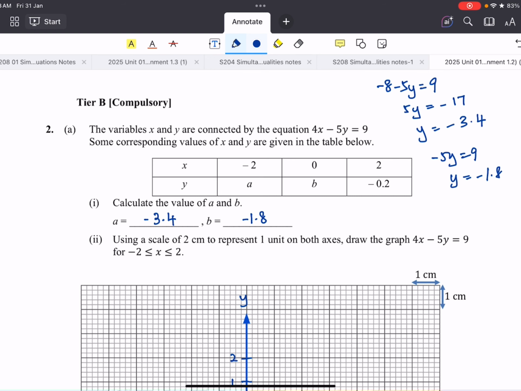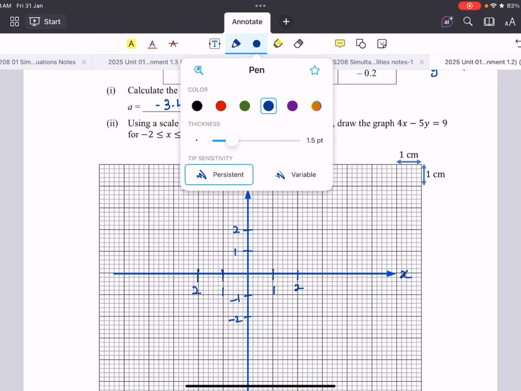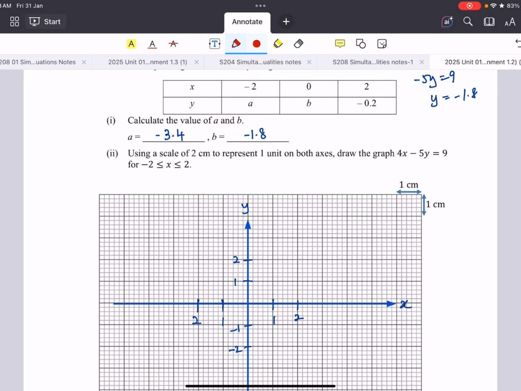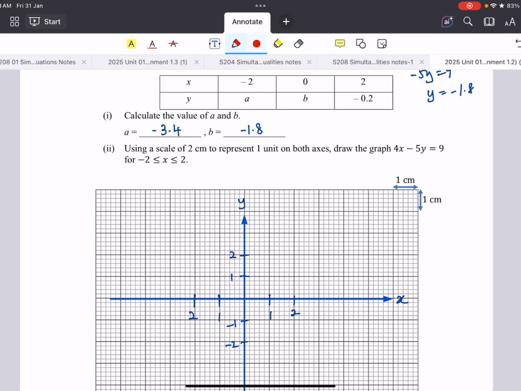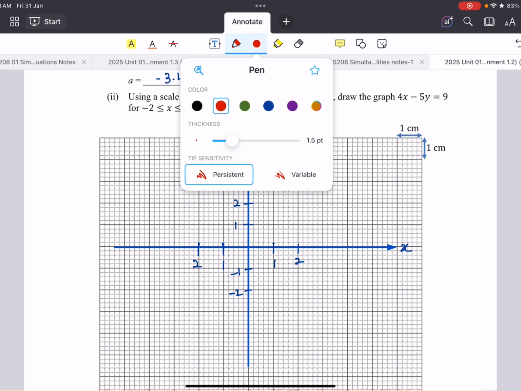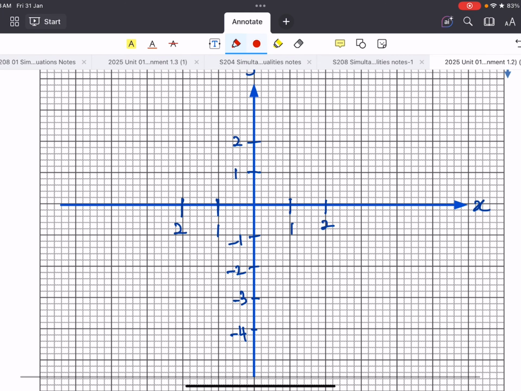So from here we can plot the graph. Let me change the color of my pen so that you can see clearly. Maybe red, good contrast with blue. So we have negative 2 and negative 3.4. Oops, let me increase the number of notches here, right? It's negative 3, negative 4. So negative 2, negative 3.4 will be over here.